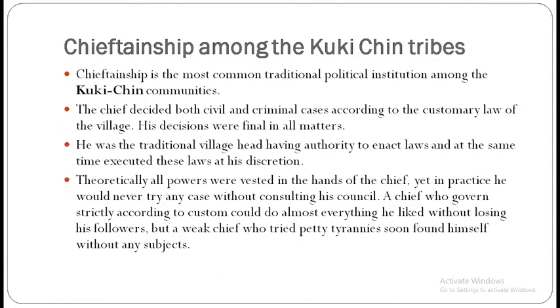Now, let's come to the chieftainship system among the Kuki Chin tribes. Chieftainship is the most common traditional political institution among the Kuki Chin communities. It is not only the most common but also the most powerful traditional institution. The chief decided both civil and criminal cases according to the customary law of the village. His decisions are final in all matters.